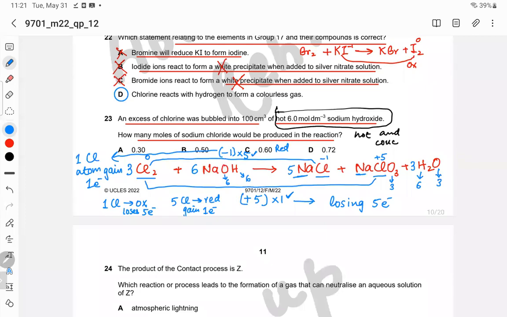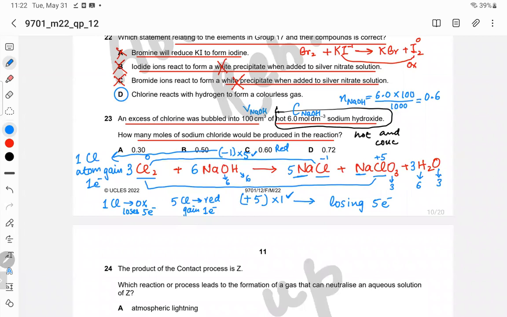Now, they have given us the volume of sodium hydroxide, and they have given us the concentration of sodium hydroxide. So we can easily find the moles of sodium hydroxide by multiplying the concentration by volume. We have to divide it by 1000 to convert the volume into dm cubed. So I think the moles will be 0.006. Can anybody confirm? Okay. So now we got the number of moles of sodium hydroxide, 0.006.